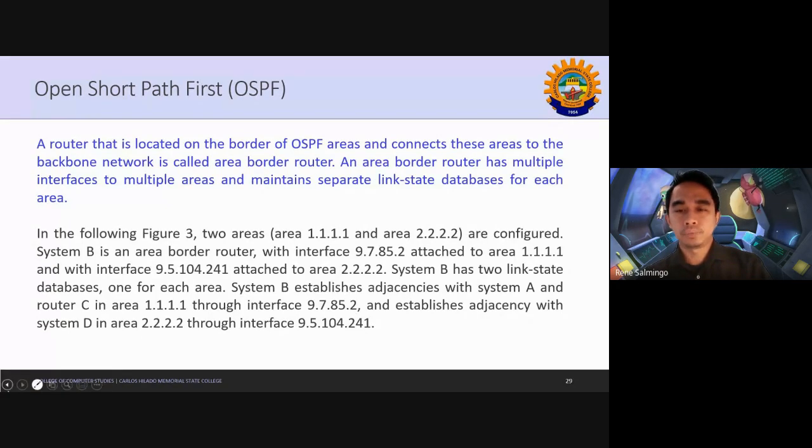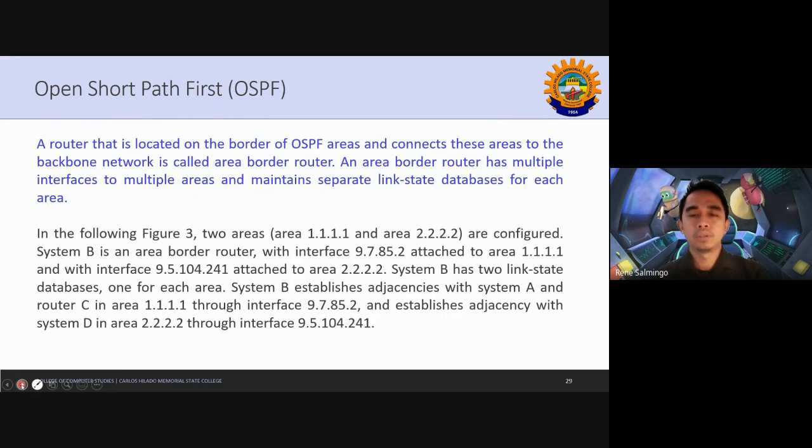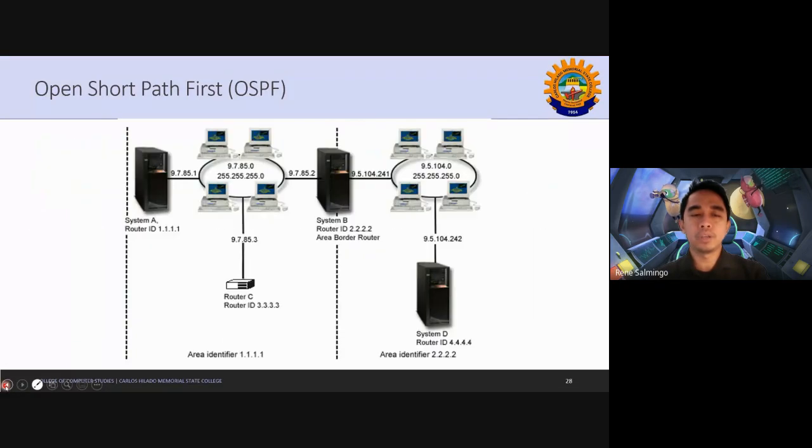For each area, system B establishes adjacencies between system A and router C. And this allows you to visualize how it was being implemented. So this is router C, this is system A, and this is system B. Also, it establishes system D adjacency.